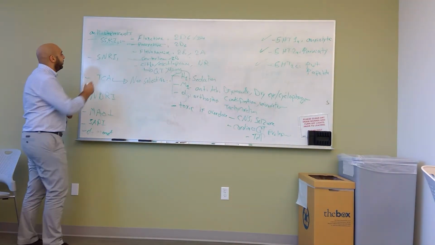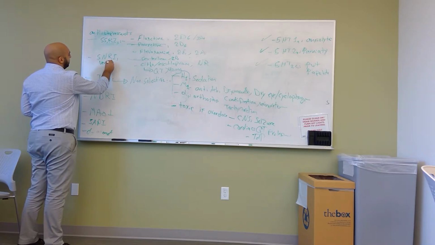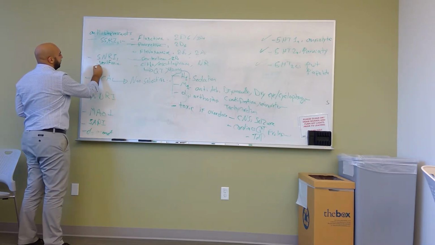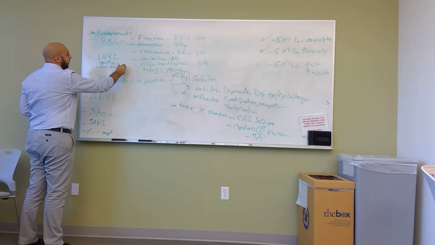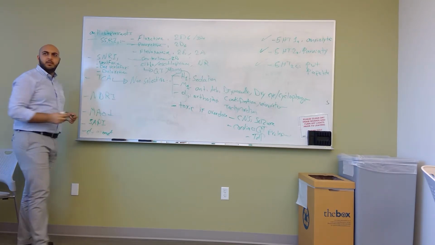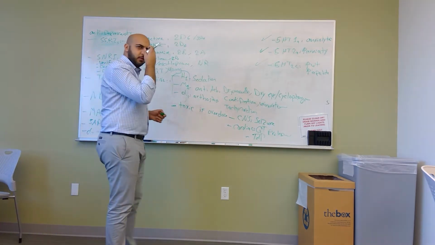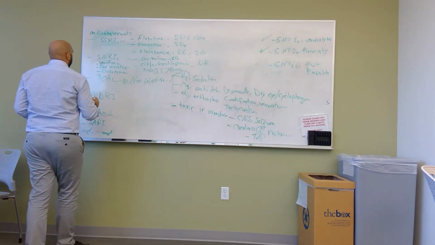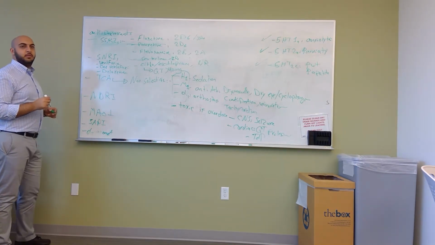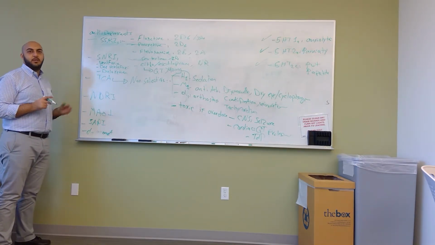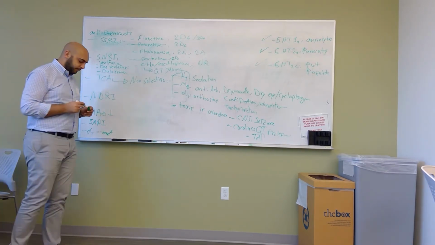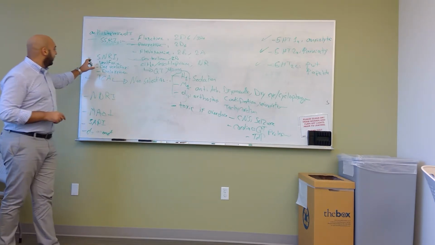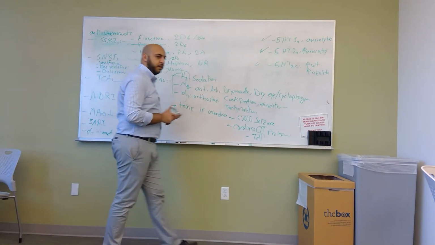We have 3 agents here. We have venlafaxine, desvenlafaxine, and duloxetine. Who did the consult on duloxetine? Did I consult on duloxetine? No? All right. That's the brain. That's not the skin. I still remember the brand names: Pristiq, Cymbalta, and Effexor.